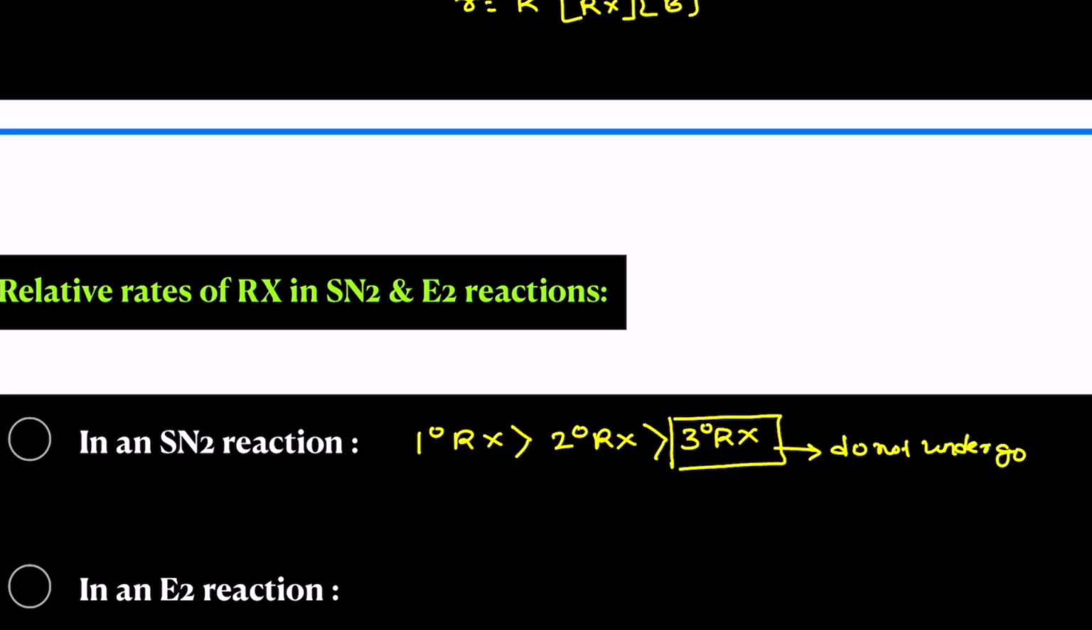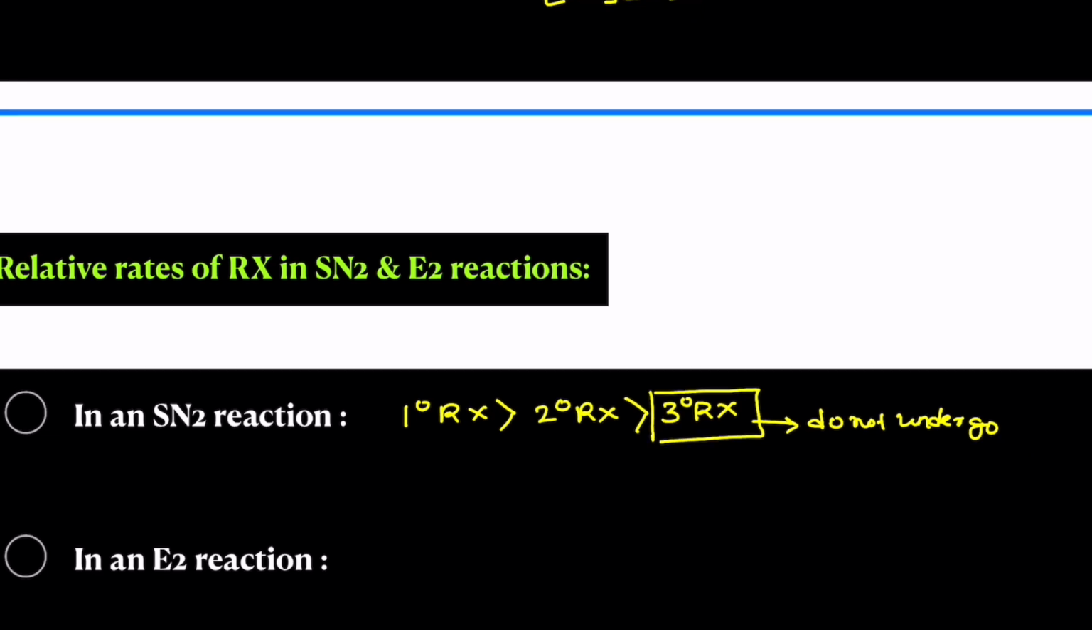And if you see the E2 reaction, reactivity is based on the stability of the product. Tertiary alkyl halide forms the more stable product. Therefore, the order of reactivity is tertiary alkyl halide greater than secondary alkyl halide greater than primary alkyl halide. So this is the order of reactivity of alkyl halides in SN2 reaction and E2 reaction.